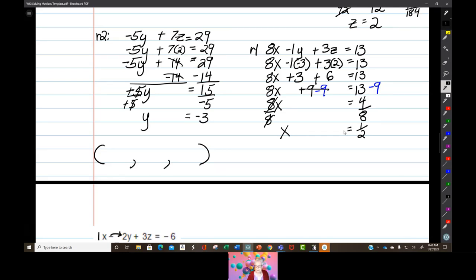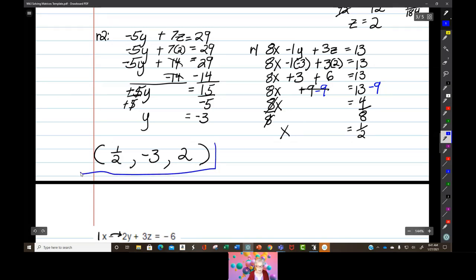X is 1/2. Y is negative 3. Z is 2. And there it is.